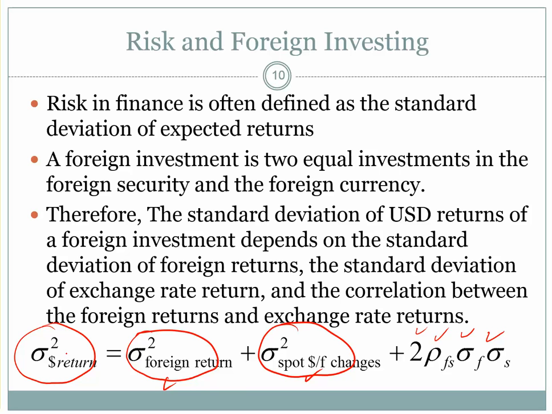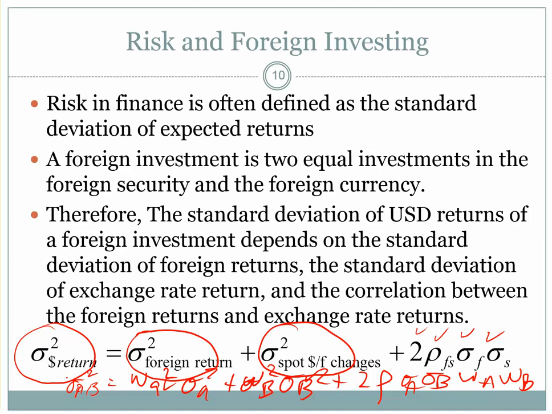And if this formula looks familiar from other investment classes, it's because it's almost the 2-asset portfolio formula. So if you remember from other classes, if you're looking for, say, the variance between holding stocks, say, A and B, you probably had a formula that looks something like this: the weight of A squared times sigma A squared plus the weight of B squared times sigma B squared plus 2 times the correlation times the standard deviation of A and B times the weight of A times the weight of B.